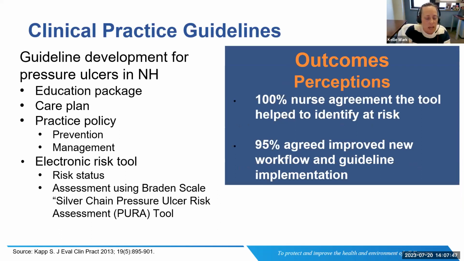And then this was a separate one, actually for pressure ulcers in nursing homes. This too incorporated guidelines. They created an education package that gave things like the policy for preventing and managing wounds, and incorporated an electronic risk tool, the PURA tool, the Silver Change Pressure Ulcer Risk Assessment, which was based off the Braden scale. It was just an electronic tool they could incorporate, so it wasn't a complex intervention.